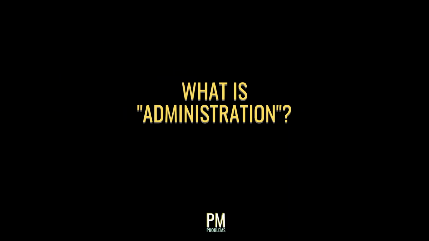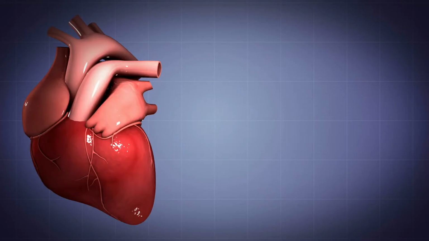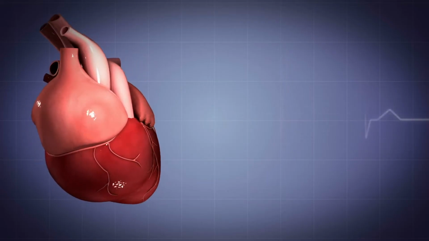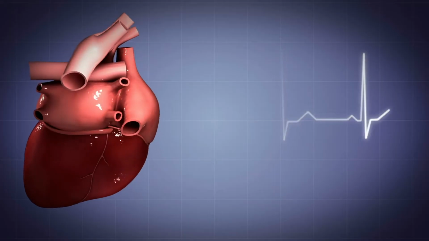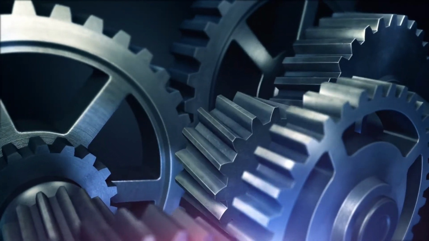But first, what is administration? Office administration is a set of day-to-day activities that are related to financial planning, record keeping, billing, personnel, physical distribution, and logistics within an organization. Thank you, Wikipedia. Administrative departments are like the heart in the body. Day in and day out, the heart just keeps on ticking. Other organs are certainly important, but the heart never gets a break. It's fair to say that an organization cannot function without its administrative staff.